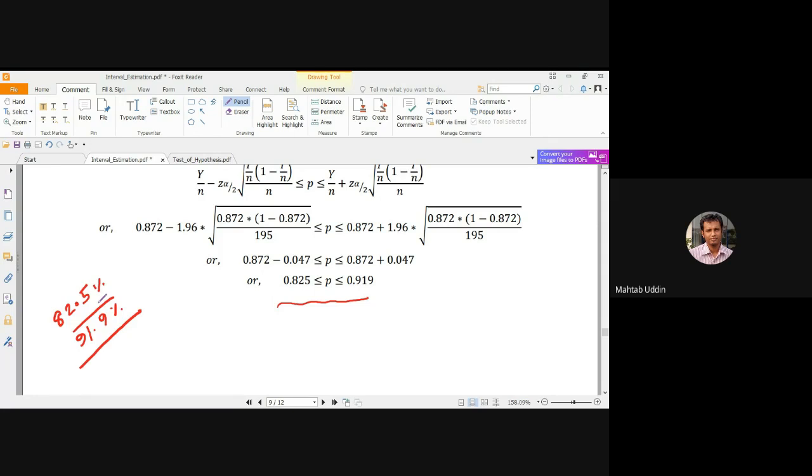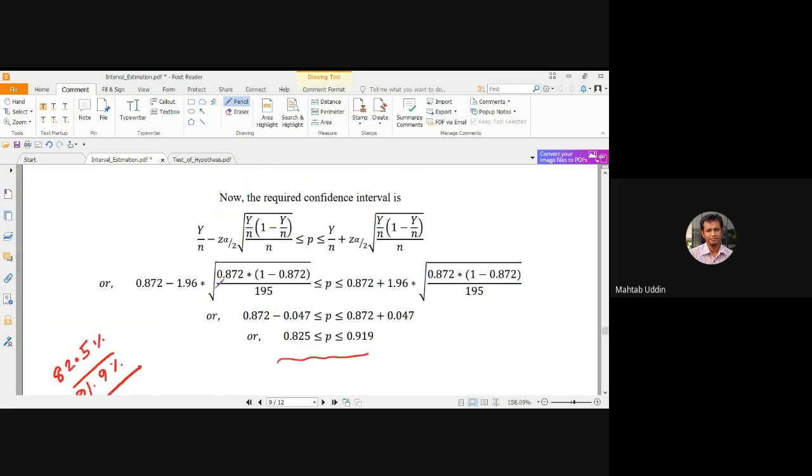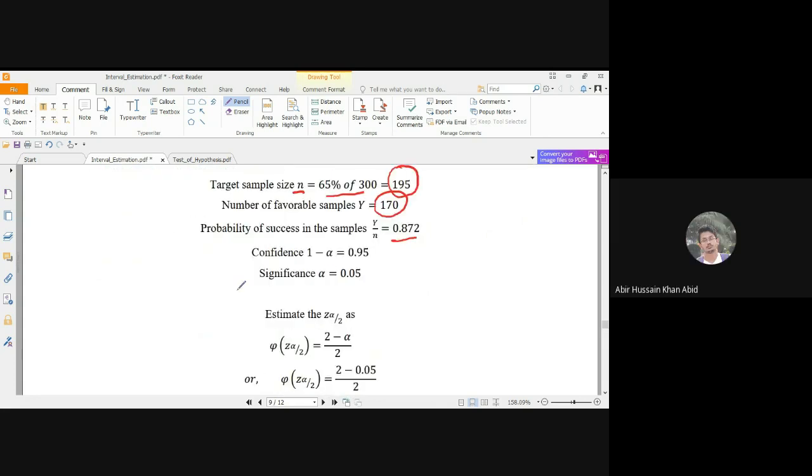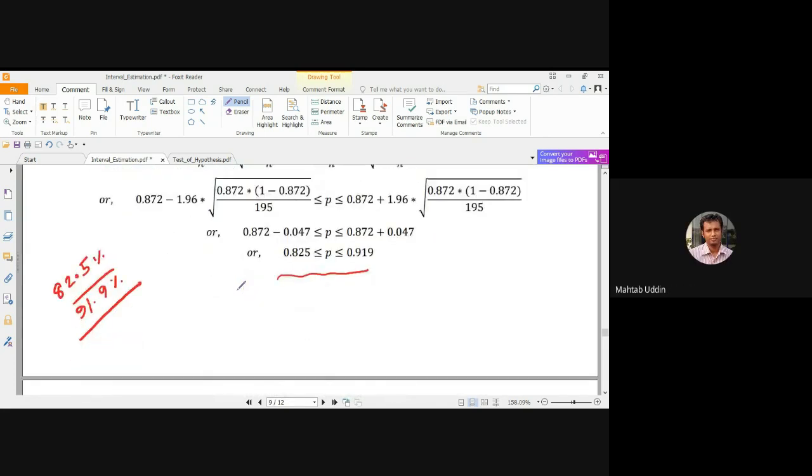So if they ask is the awareness campaign successful, then you have to consider first which level they have set. If they set no level, say 50% is success or 60% is success, nothing is given, right? If nothing is given, you will consider if more than 50%, then we are successful. Definitely 82.5 and 91.9 both are more than 50%, right? Yes, sir. So this is a successful or efficient process.